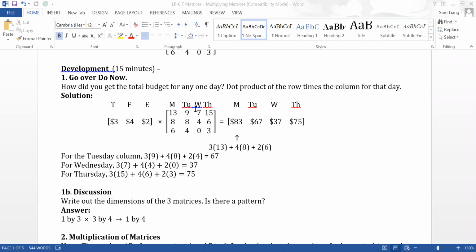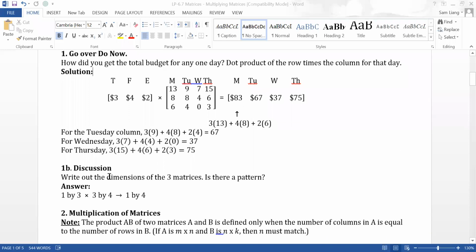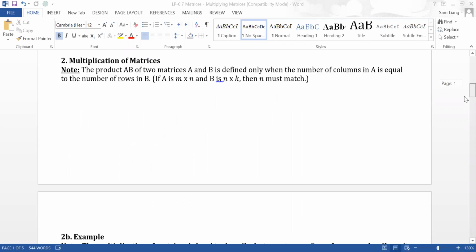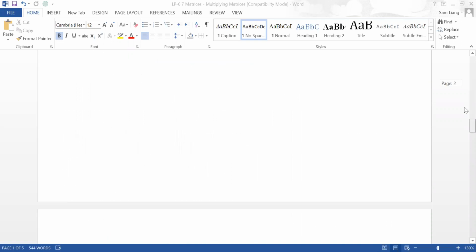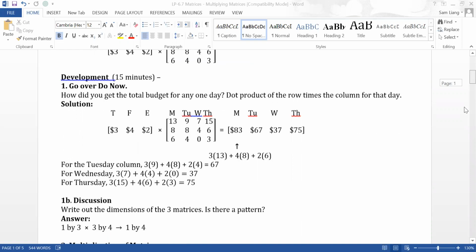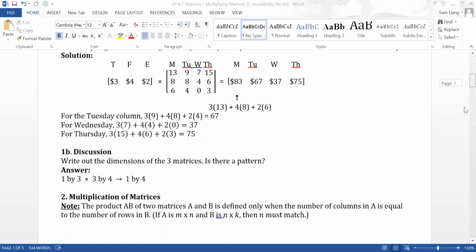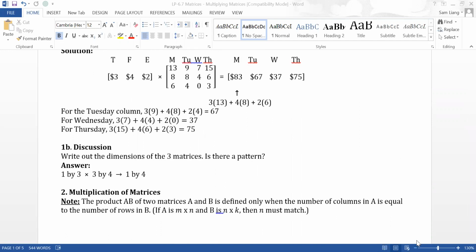Okay, so with that said, let me move on to the rest of the lesson. Let me give you an overview of what we're doing. First, we're going to notice something about the dimensions of the three matrices in the do now, and then we'll get to the formal definition of matrix multiplication, and then just some examples. Okay. All right. So something to note here. Let me zoom out a bit.